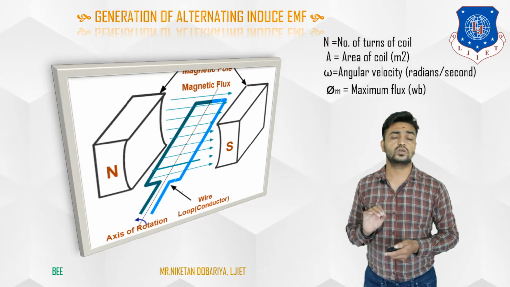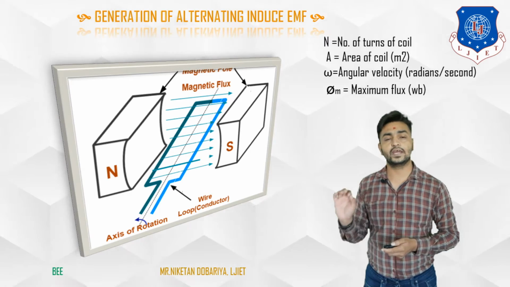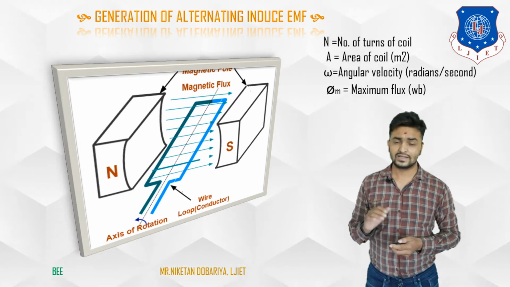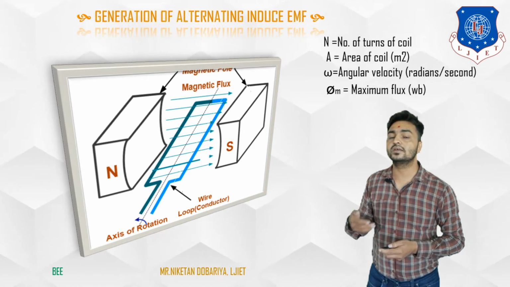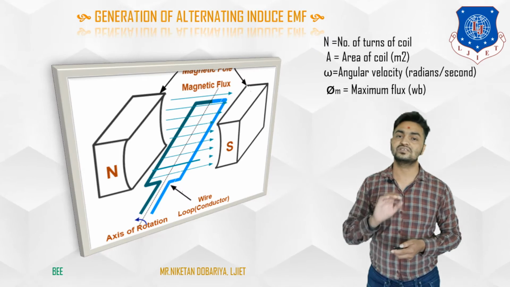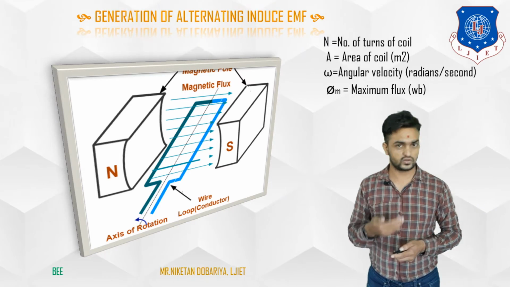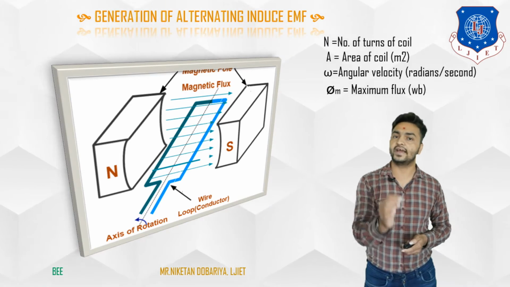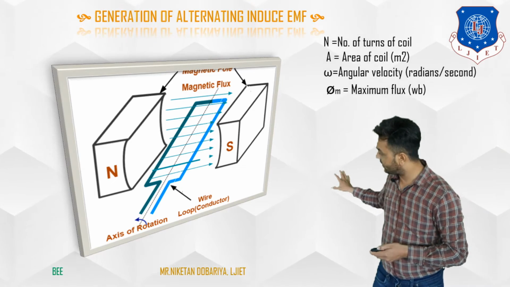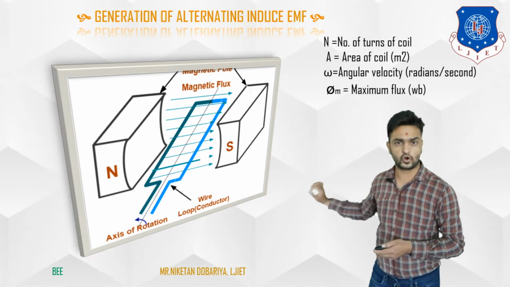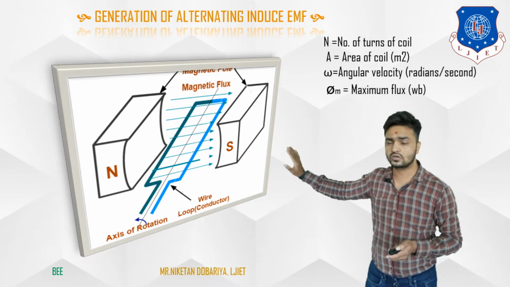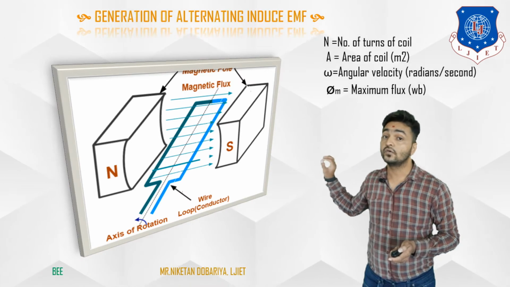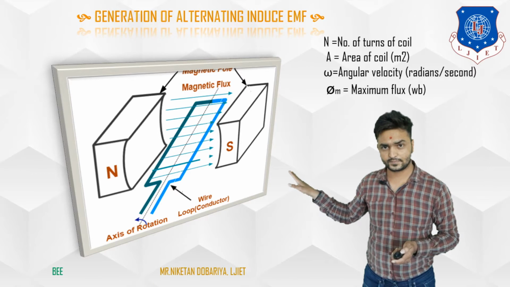And next one, that is omega, angular velocity. As this coil is rotating, that's why we are measuring its speed in the form of radian per second, in the form of angular velocity. And the last one, that is phi m, the maximum flux which is linking with this coil. Based on this consideration, we are going to find out the value of induced EMF.